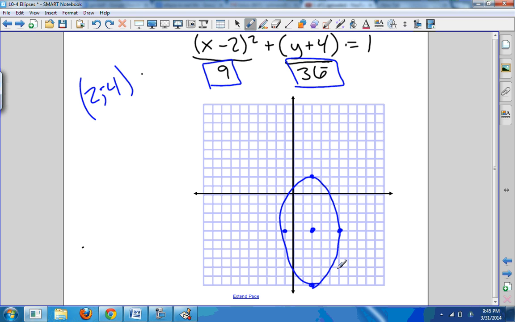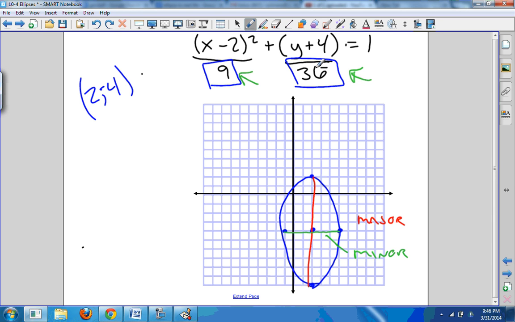So we have a major axis going up and down now. That's my major axis. And my minor axis is going this way. That's going to be my minor axis. So notice if the value below the y is bigger than the value below the x, my ellipse is going to be going up and down. And if the x is bigger than the y, it's going to be going left to right.